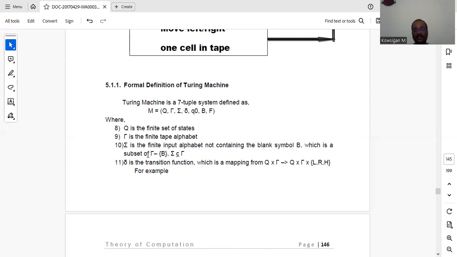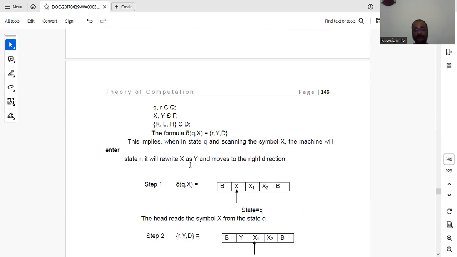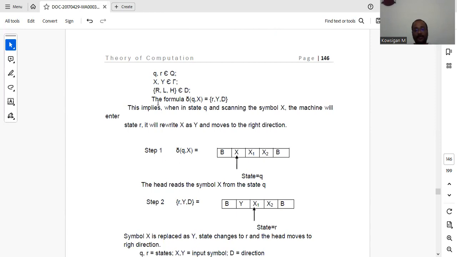Then delta is the transition function or the transition diagram. So you can perform the delta operation with the help of the finite set of states and tape alphabets. Okay, and you can process the input in both directions, either left direction or right direction, as well as if you want to stay in the particular state, that is mentioned as H, which is called halt. Okay. So you see here, we will take this particular example.